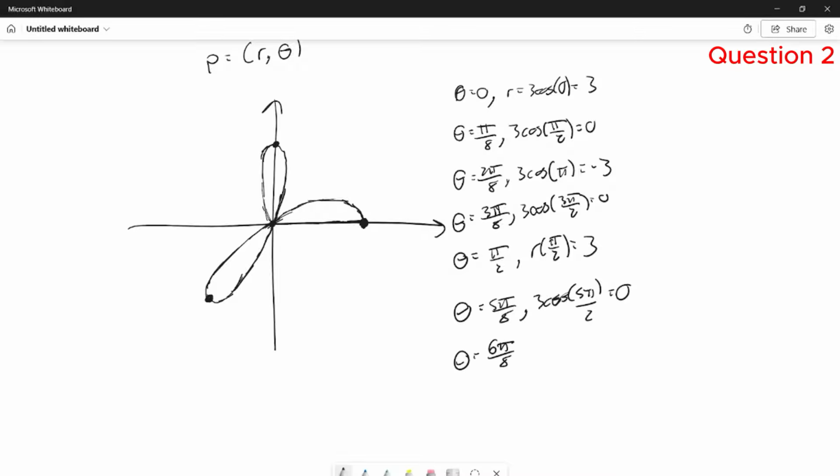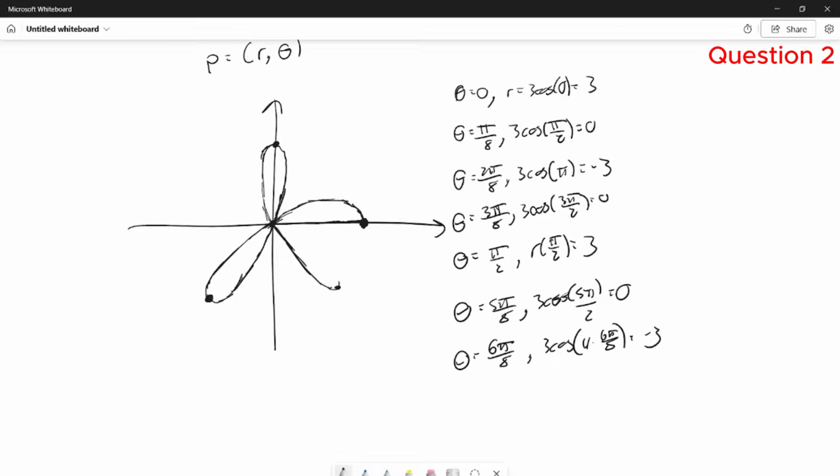So now we have theta equals 6 pi over 8, 3 cosine of 4 times 6 pi over 8. What is this? 6 pi over 2. This is cosine of 3 pi. That would just be negative 3. Sorry, I had a brain fart a little bit. But that'd be around over here.